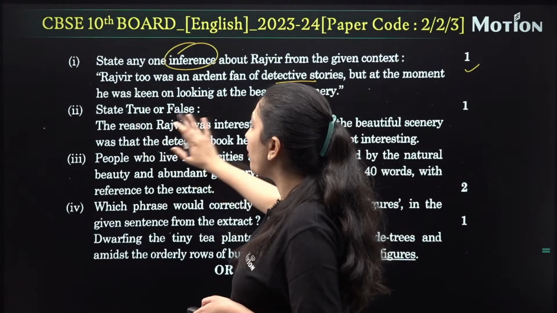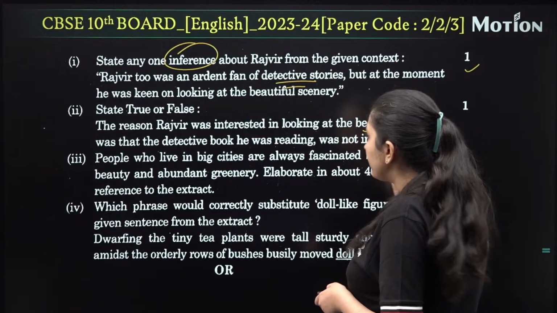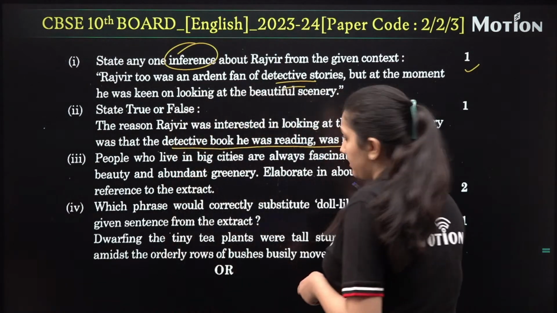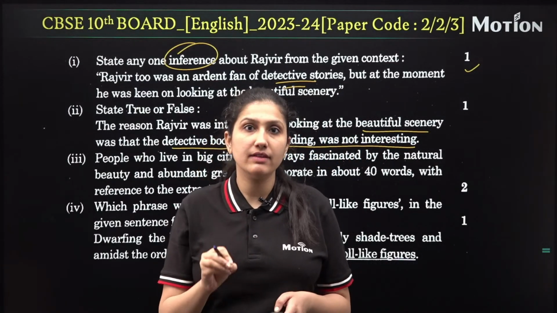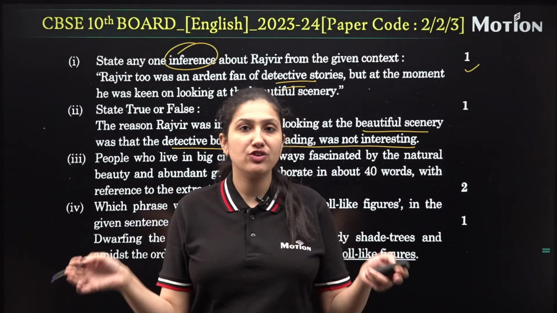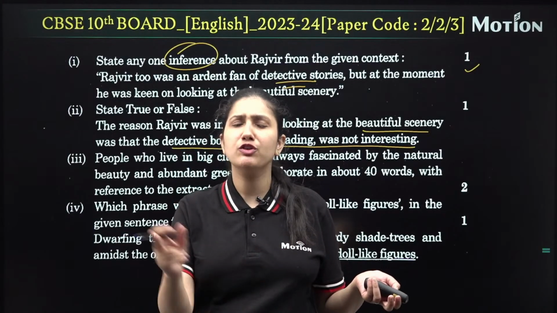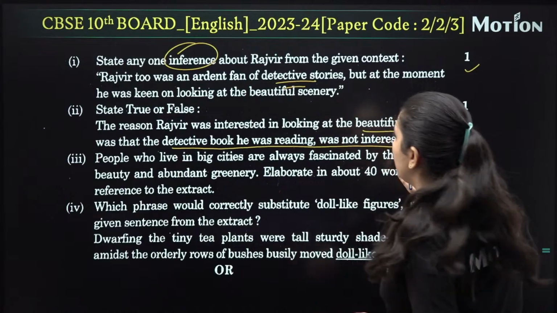This one, true or false. The reason Rajveer was interested in looking at the beautiful scenery was that the detective book he was reading was not interesting. Is it given in the chapter that the book his friend was actually reading was not interesting? Not at all. This can't be the reason. Actual reason is that he was there for that journey. He chose it. So he wants to enjoy and he wants to know each and everything related to that only. So this is your false.